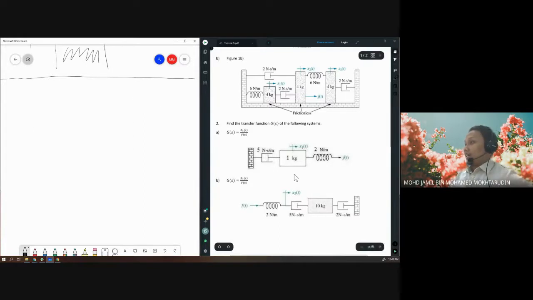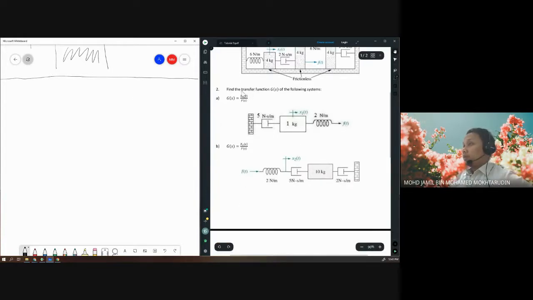Okay, so let's look at question 2. Find the transfer function G of the following system. The first one, G(s) equals x1 over F. If you look at this system, x1 measures the movement of the block. But pelik sikit kat sini, dia punya F ni not on the block. Selalunya F dekat block. But this time, the F is not on the block. It's in front of the spring.